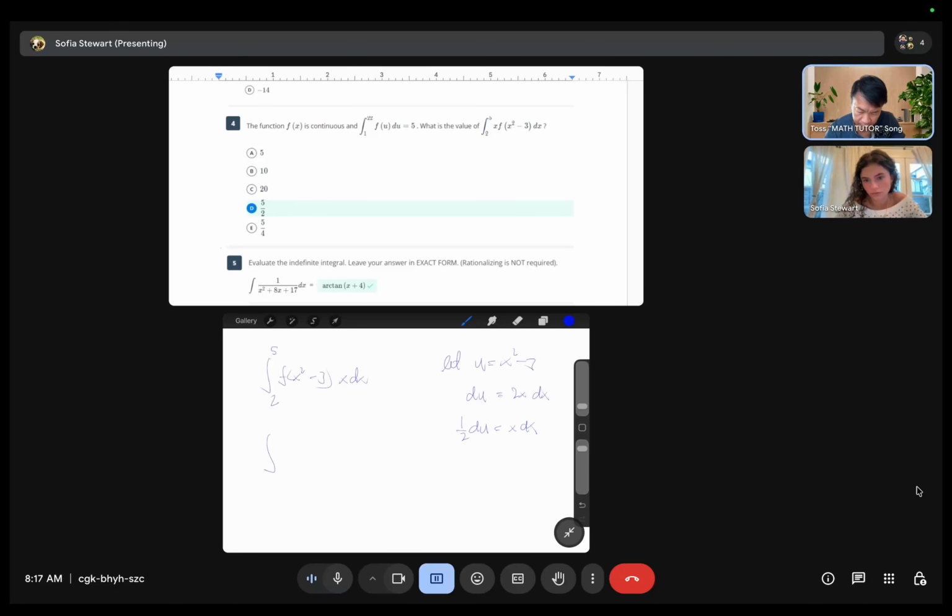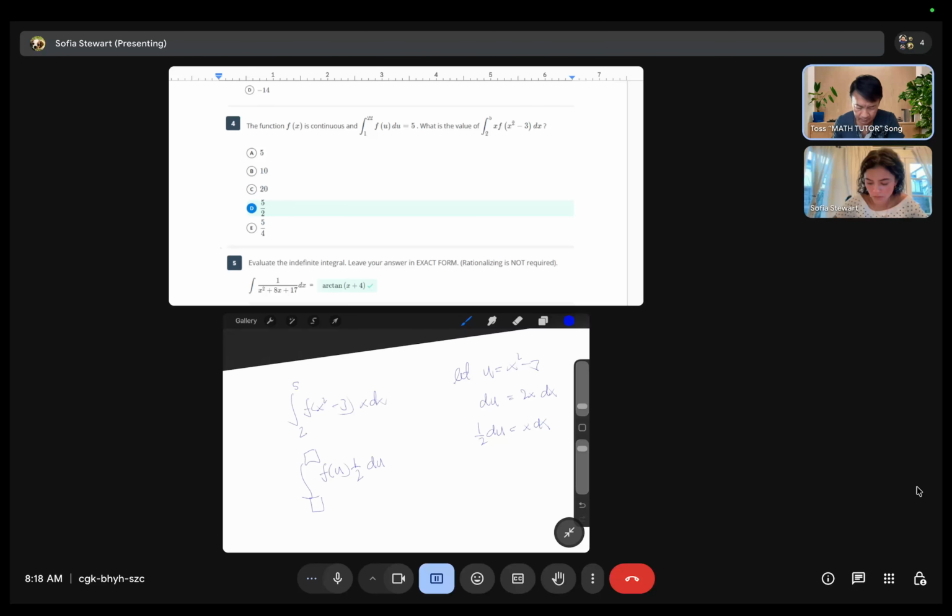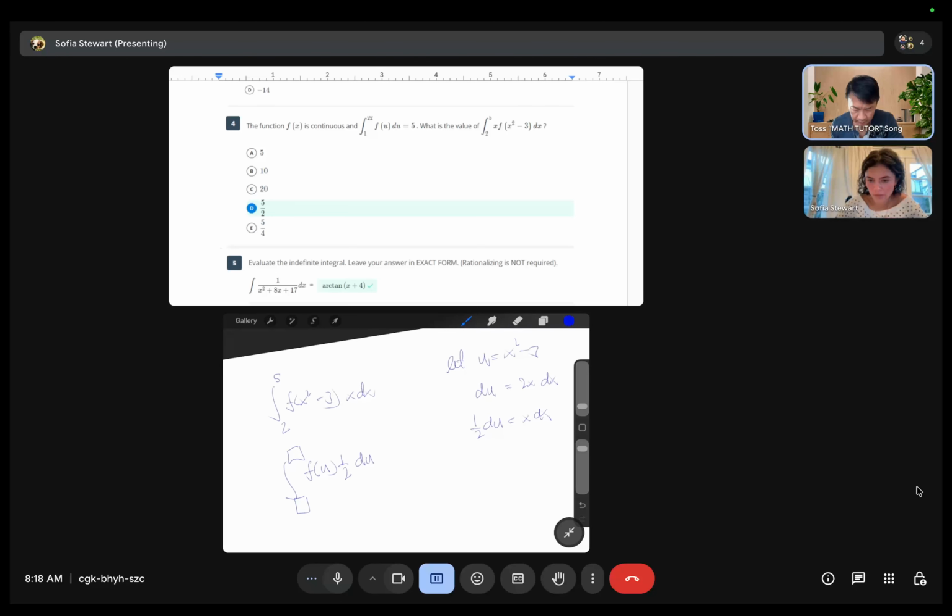But once you actually use U notation, your upper limit will no longer be 5 and 2. So I'll leave it blank for now. It'll be f of U, 1/2 du for now. I'll make direct substitution du. Do you see that so far?